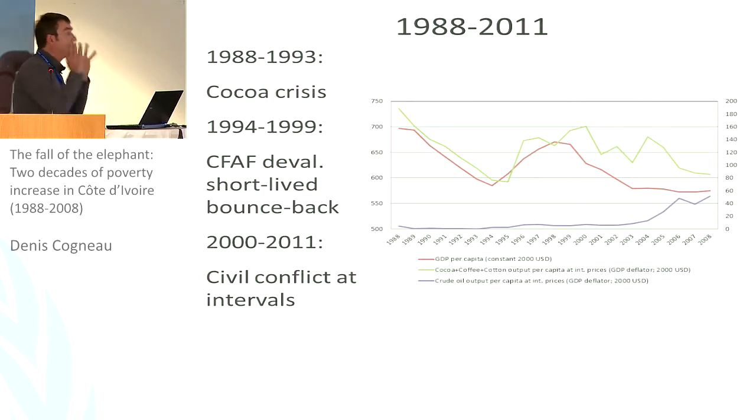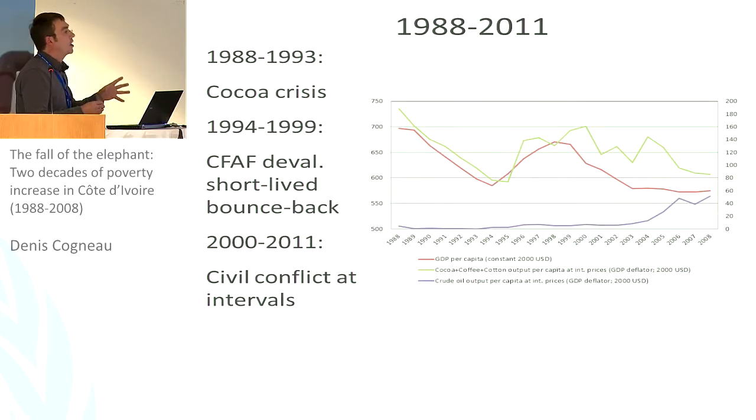So let me come back to the 1988-2011 period and come to the poverty figures. This is just a zoom of the former figures that I've already shown on the evolution of the GDP per capita and the evolution of cash crop income. So more or less this two-decade period can be divided in three sub-periods.